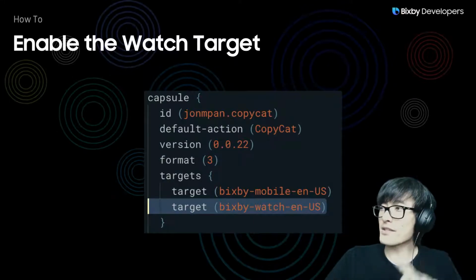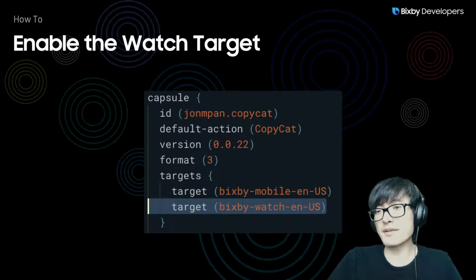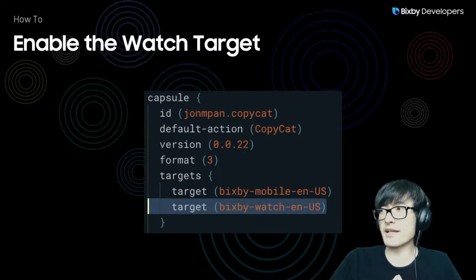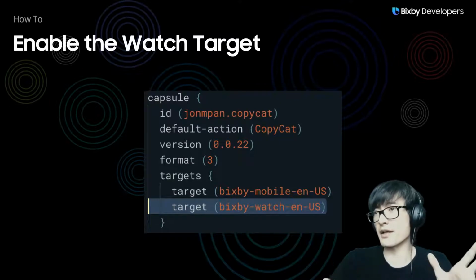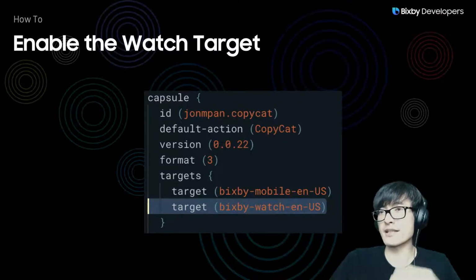But once you add this target to your capsule.bxb, this will enable you to use the Watch Simulator in the IDE. Also note that when you submit your capsule to the marketplace, it will now be reviewed as a watch capsule as well. So keep in mind that if your capsule is rejected on the watch side, both the targets, in other words mobile and watch, will be rejected. It's not like mobile can go live while the watch is rejected; both will be rejected if either of the targets gets rejected by the review team.